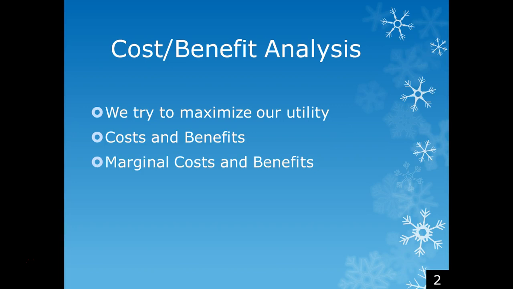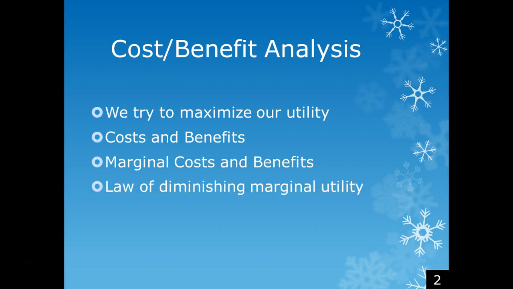Marginal costs and benefits. Remember that marginal means on the next unit. So the marginal cost is if I have 5 slices of pizza and I eat the 6th one, how much worse am I going to feel? Or if I have 3 pieces of pizza and I eat the 4th one, how much better is that 4th one going to make me feel? How much utility is it going to give me? So marginal costs and benefits are the utility of the next unit.